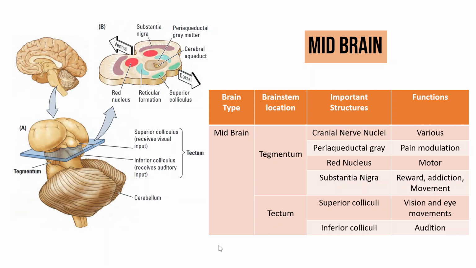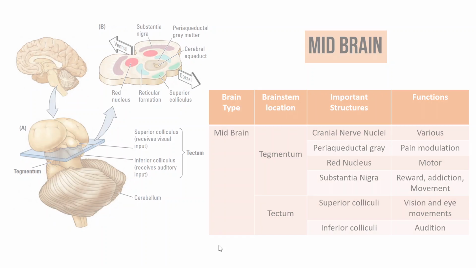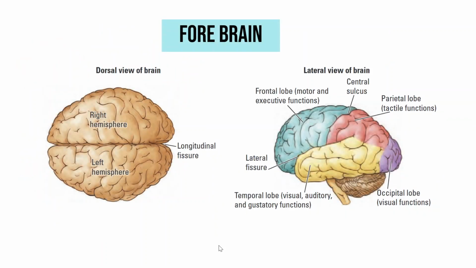So one nerve is coming from your ear and one is coming from your eyes, and they integrate or pass through in parallel through the tectum. Now we can go to the forebrain.